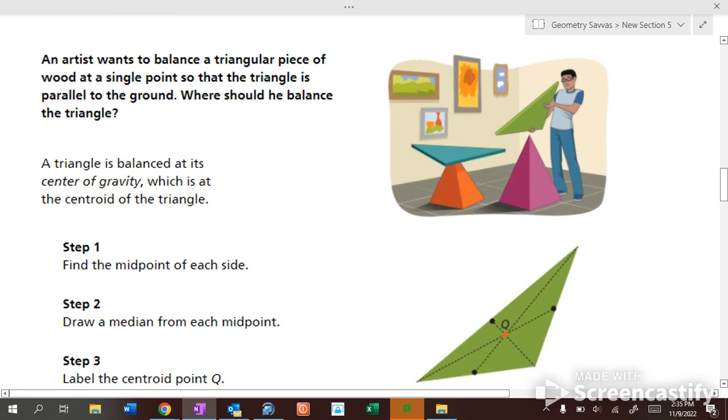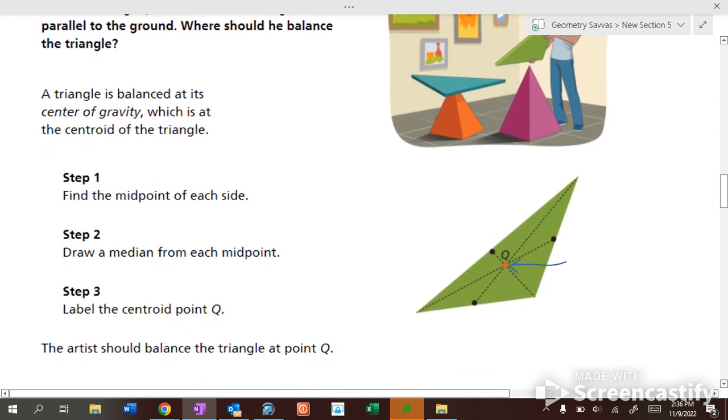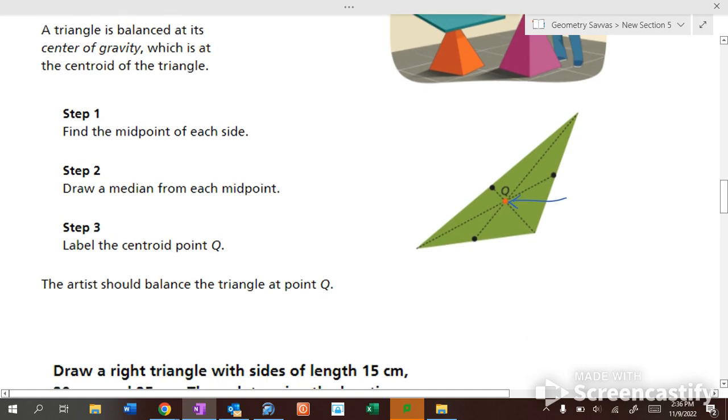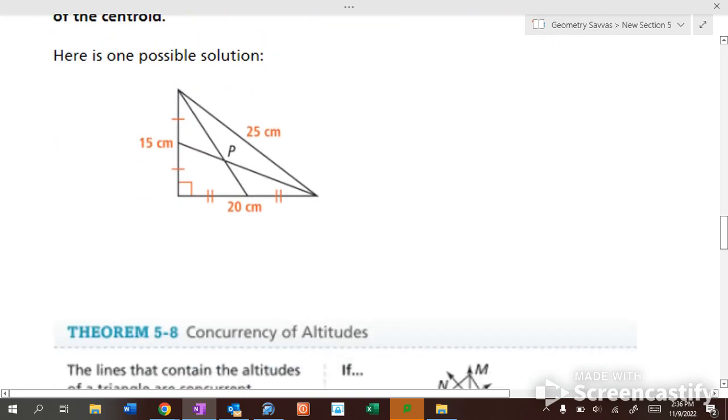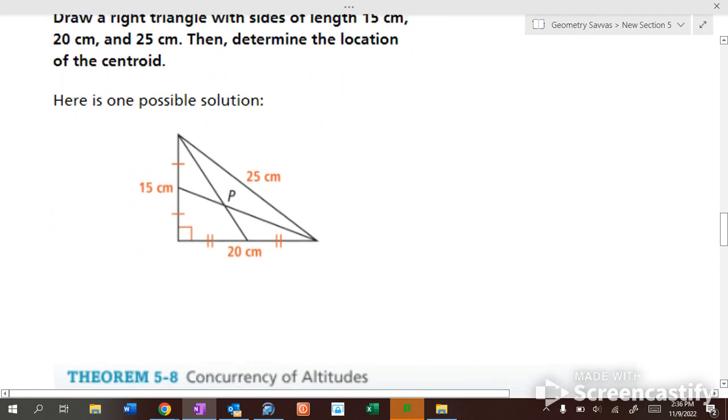So the centroid is called the balance point, or center of gravity. An artist wants to balance a triangular piece of wood on a single point, which makes the piece parallel to the ground. Where should he balance it? Well, he needs to balance it at the center of the three medians of the triangle. So he'd have to find the midpoint of each side, draw a line to the vertex, and wherever those three lines meet is the centroid, which is the center of gravity. Okay? All right.